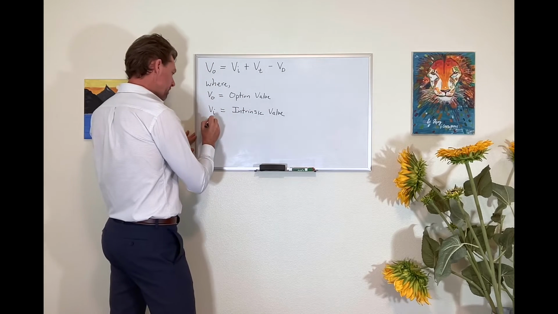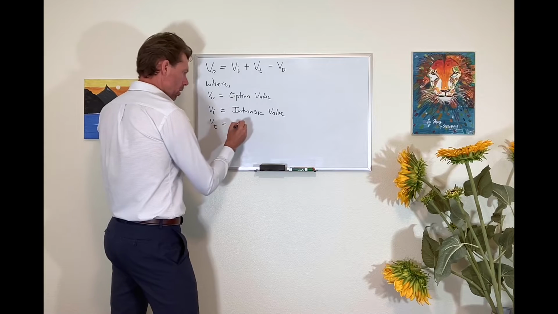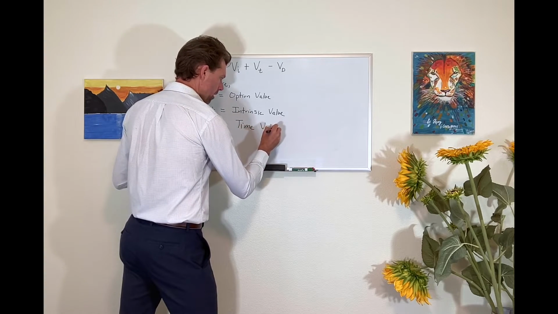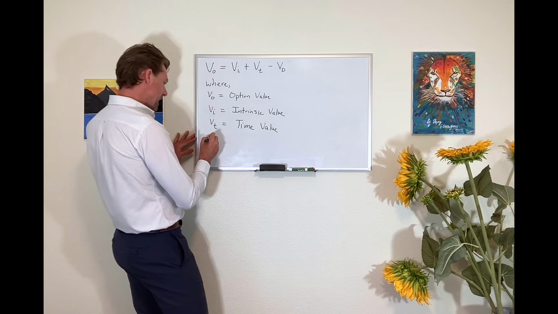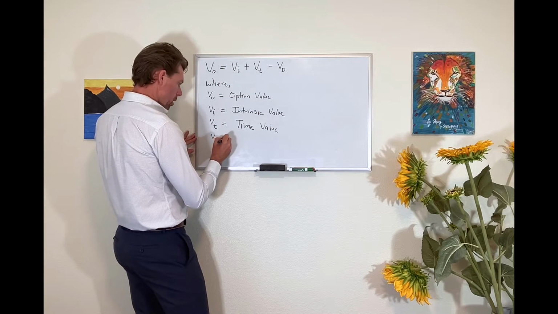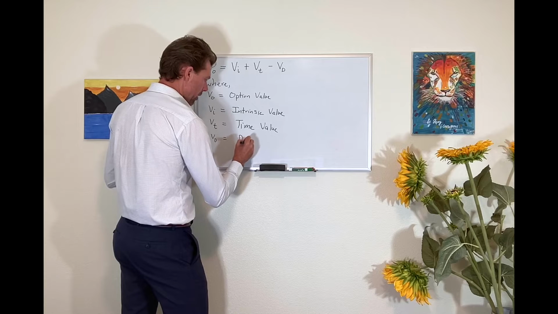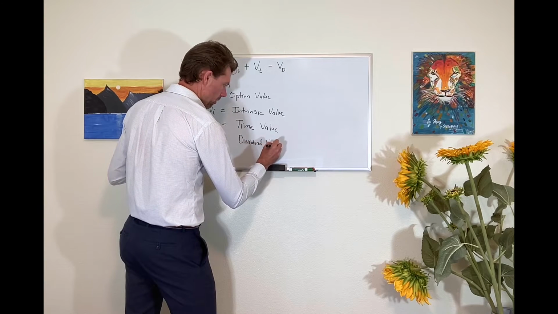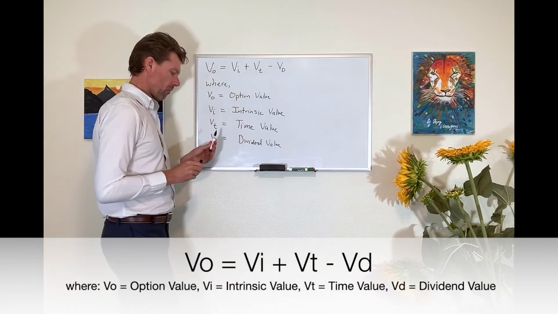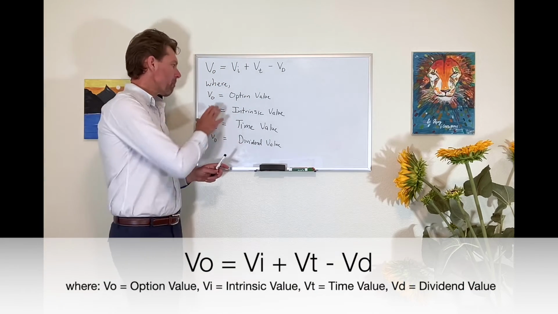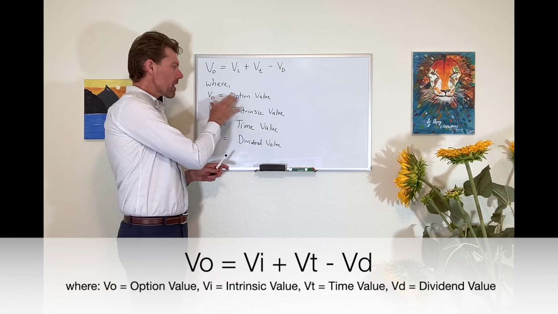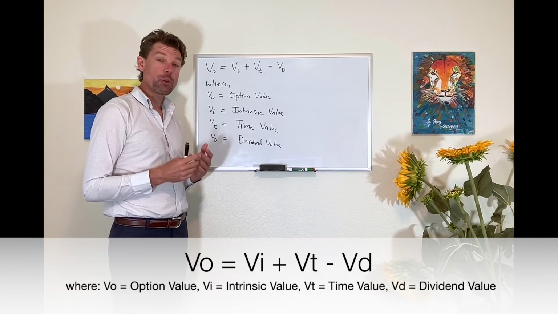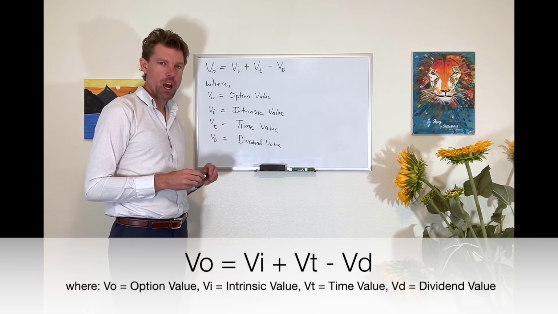Then you have VT, which is time value. And then you have VD, which is dividend value. V naught here is the option value. The option value is equivalent to the premium price of the option.